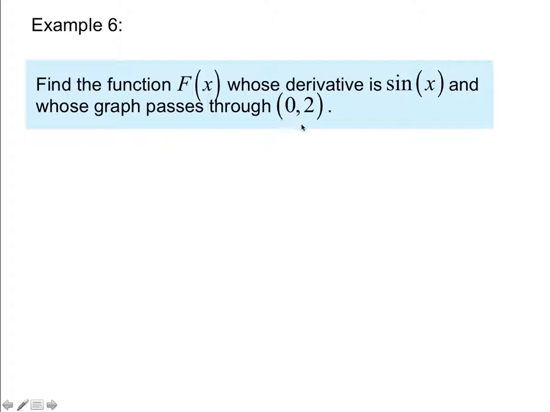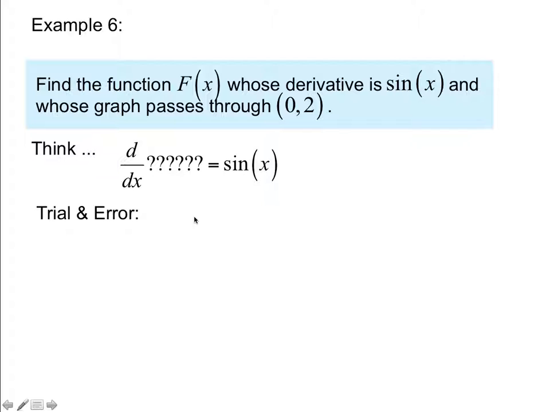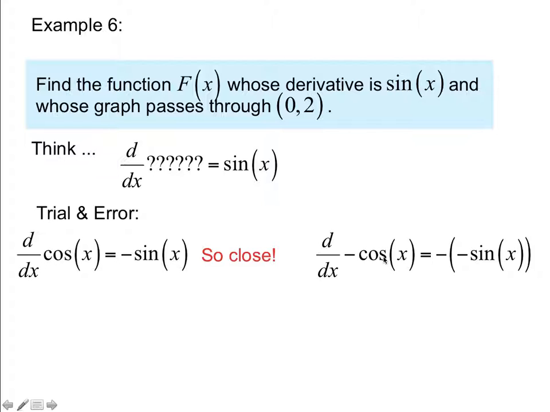So let's try this here. Let's find a function whose derivative is sine x. So you've got to think: I've got some function, and when I take the derivative of this function, I get sine x. Trial and error. Let's start by differentiating cosine x. The derivative of cosine x is minus sine x. That's close, but it's not positive sine x. So let's tweak this a little bit. Let's take the derivative of minus cosine, which is going to be minus a negative sign, or a positive sine. So this is it. The function must be minus cosine.